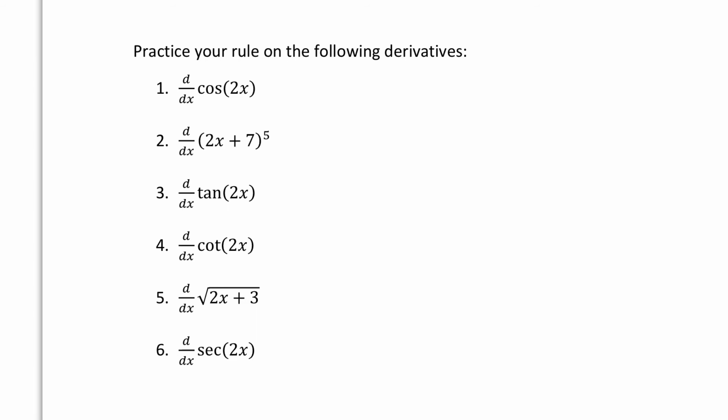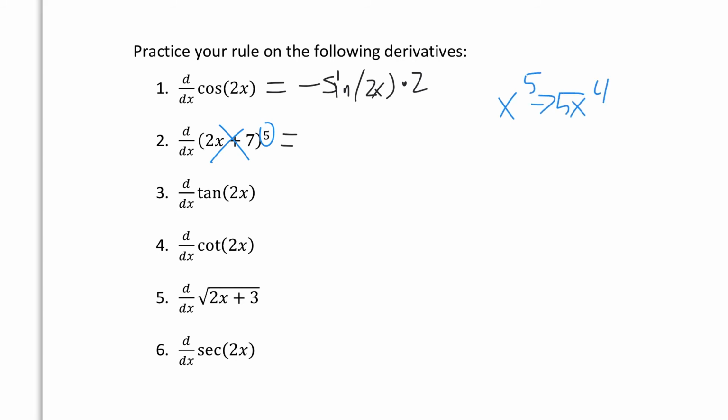All right, so let's do the first one. The derivative of cos is minus sine. The 2x goes along for a ride, and of course we have an extra 2. Now you can put that 2 in front, I'm just going to put it at the end just for simplicity's sake. Now here, you can think of this sort of like a giant x to the power of 5. So if I have x to the power of 5, well, the derivative of x to the 5 is 5x to the 4. In this case, I will now have 2x plus 7 to the power of 4 times 2.